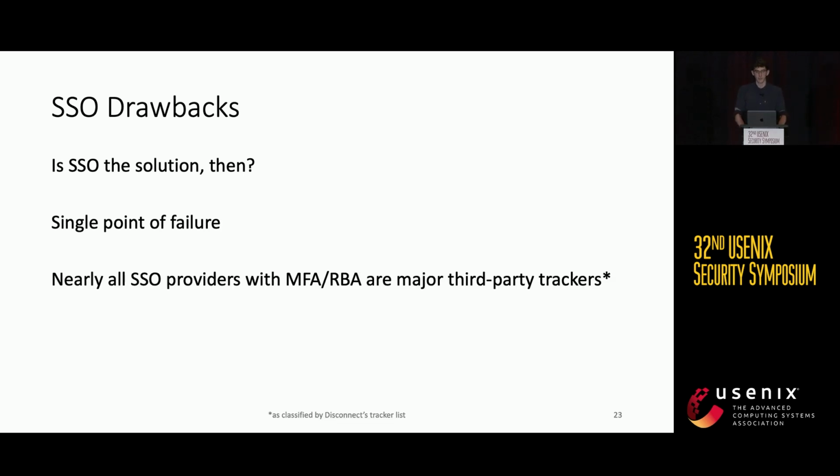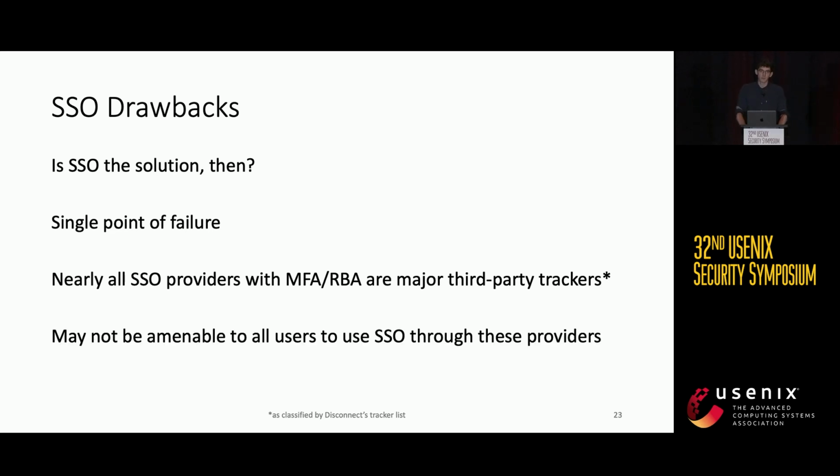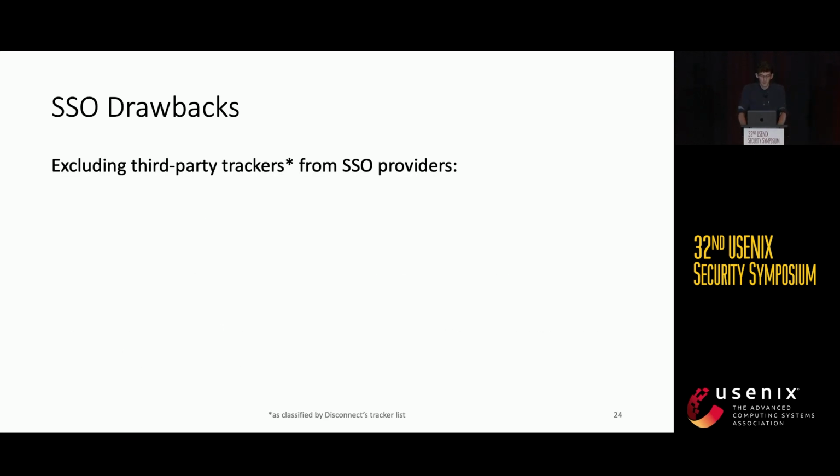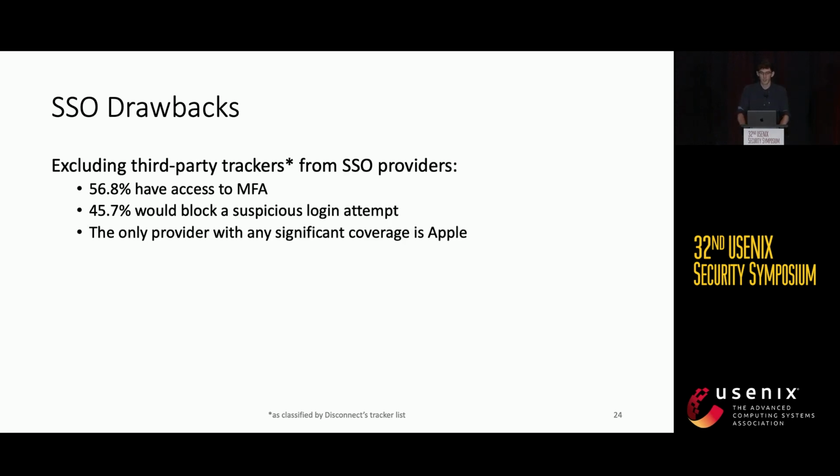Another key thing to mention that you may have noticed from those 2 plots is that nearly all of the SSO providers with MFA and RBA are major third-party trackers as classified by Disconnect's tracker list. And so you can imagine that it may not be amenable to all users to use SSO through these providers in all cases. Why create manual links between every single one of your accounts and that of a tracker? They certainly stand to benefit a lot from that. And so if you exclude all third-party trackers from the list of available SSO providers and recompute the MFA and RBA availability statistics, just 56.8% of sites now have access to MFA. Just 45.7% would block a suspicious login attempt. And really the only provider left with any significant coverage is Apple. So SSO is not a silver bullet for improving login security.